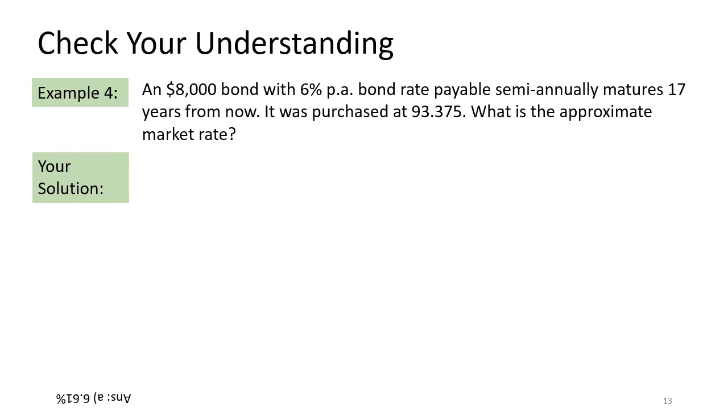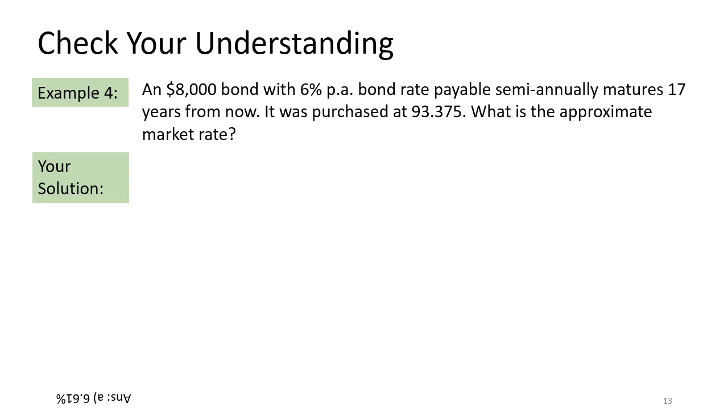So I'm going to show you one more example. I know that was a lot of terms that we went through, but again, keep that slide with you that has those formulas. I'm using that short form of x for that one term, and again, that's just to shorten it up and make it look a little cleaner on these slides. So our last example: an $8,000 bond with 6% per annum bond rate, payable semi-annually, matures 17 years from now. It was purchased at 93.375. What is the approximate market rate?